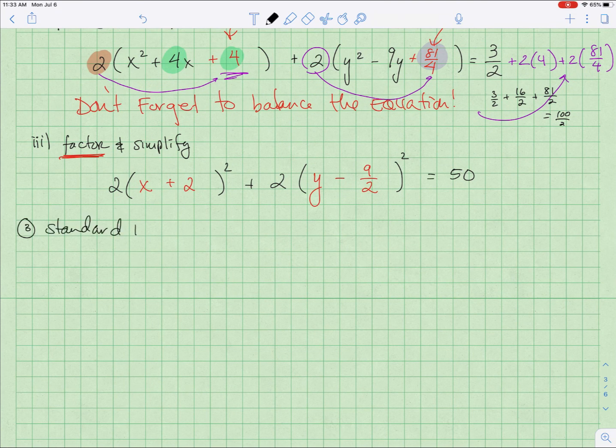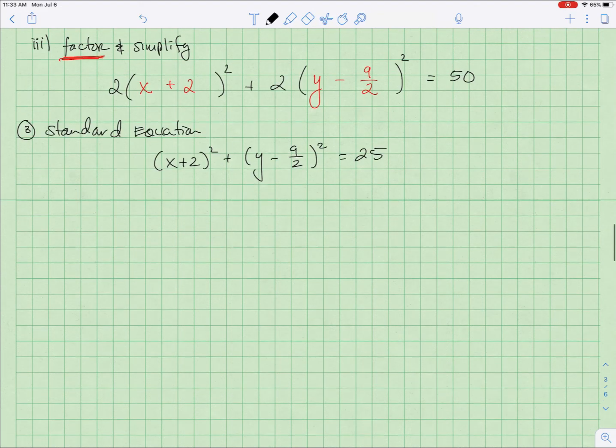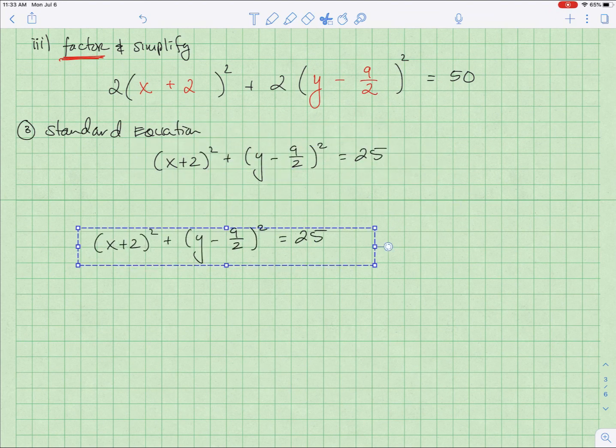Get the standard equation, which we'll just divide by 2. And we get x plus 2 squared plus y minus 9 halves squared is equal to 25. And so, with that standard equation, we can begin to answer some questions.